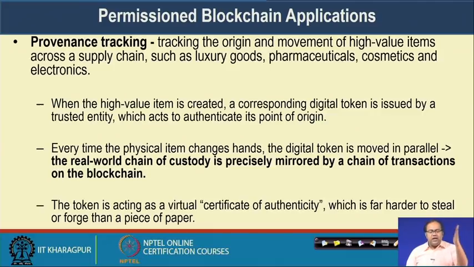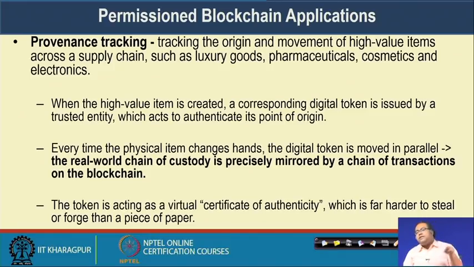So, the real world change of custody, you can precisely mirror it inside a chain of transactions on the blockchain. As and when the asset moves from one supplier to one distributor to the next distributor, you can put a corresponding token in the blockchain, and that particular series of transactions will tell you how the asset has actually been moved.